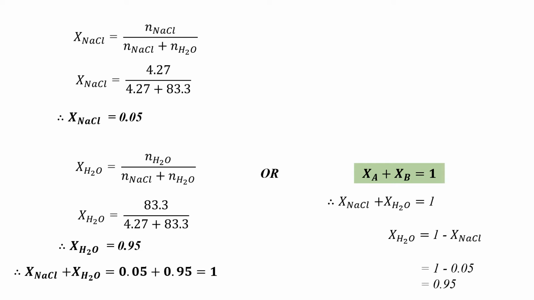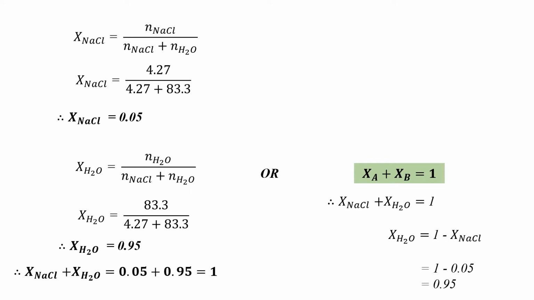Let's see. X NaCl plus X water is equal to 1. Now you want to calculate the mole fraction of water. You already calculated X NaCl. So you can rearrange this equation and write it as X water is equal to 1 minus X NaCl. On substituting the answer you got for X NaCl, 0.05, you get 0.95 as the answer for X water.